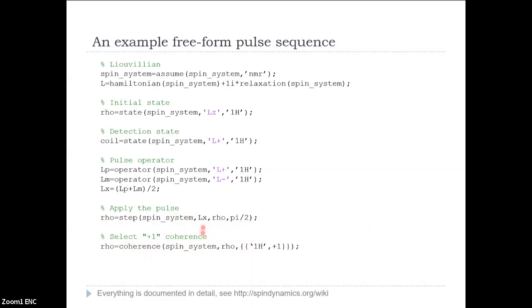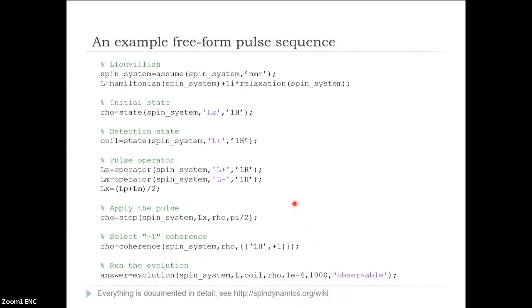Coherence selection, of course, in a simulation, we have direct access to the density matrix. We can just zero out the coherences we don't like. And so rho is coherence of the spin system, 1H single quantum coherence, and it will do that. Run the evolution, answer is the evolution of the spin system under this Liouvillian to be detected on that coil state from that initial condition. That's the time step duration, that's the number of steps, and it returns the corresponding observables.